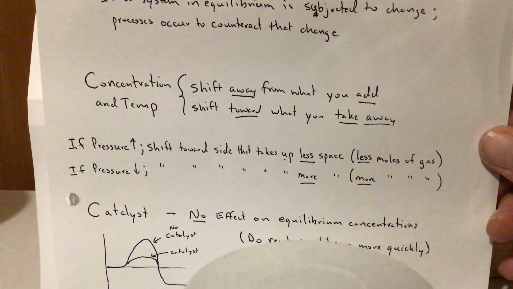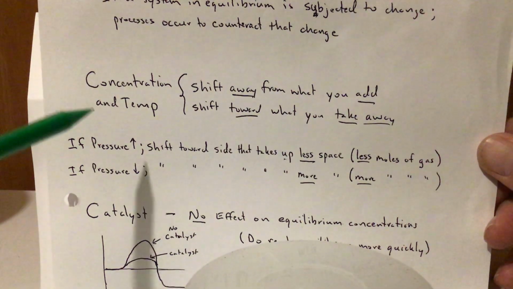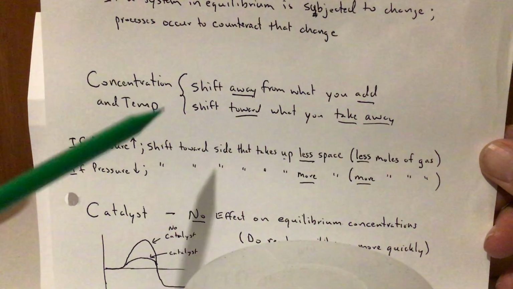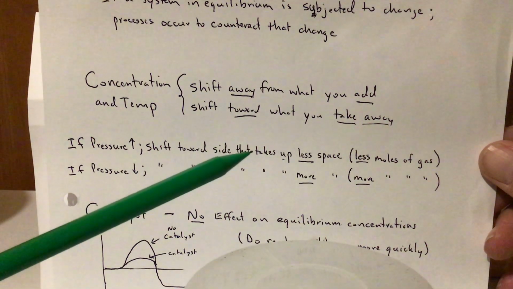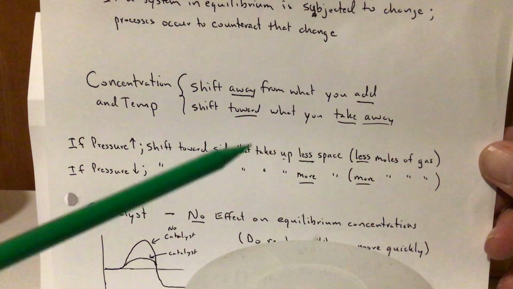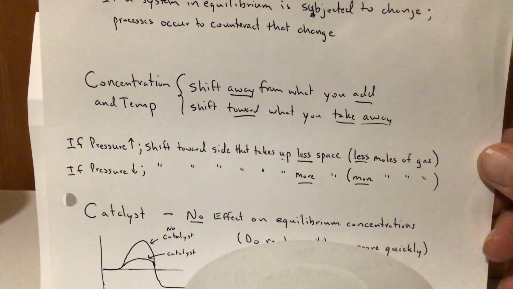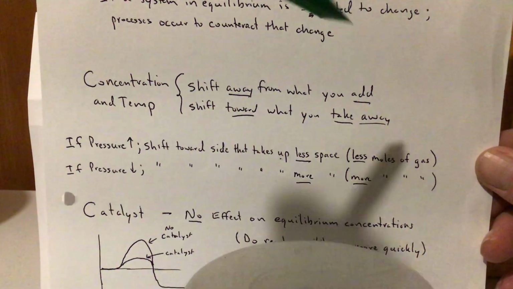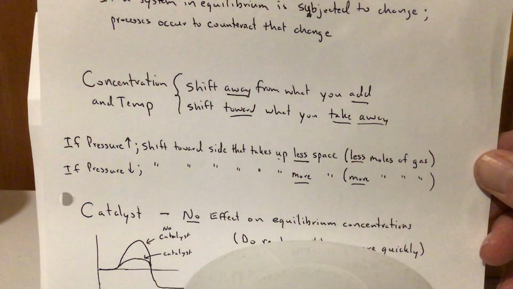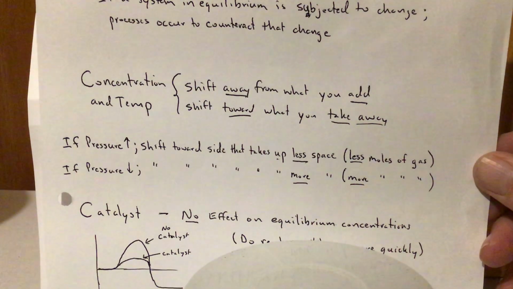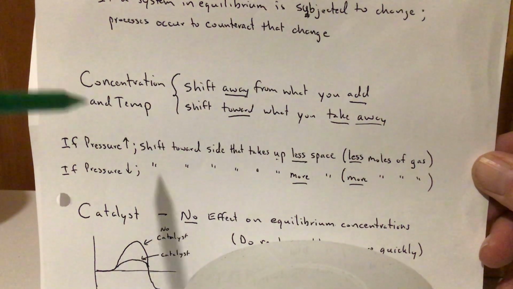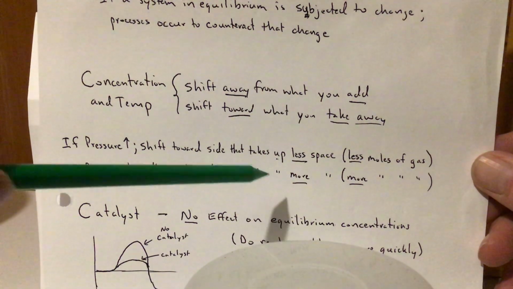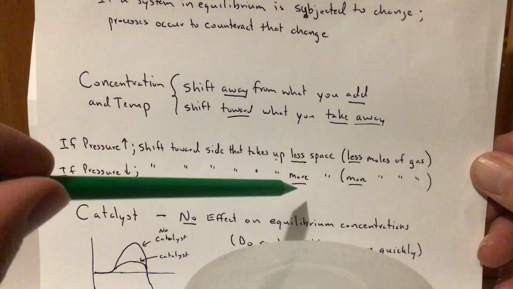But what about pressure changes? This says if pressure increases, it shifts toward the side that takes up less space. And how do you know what has less space? I look at gas because that's what usually takes up the most space. And the one with the least moles of gas is going to take up the least space. If the pressure decreases, it's going to shift toward the side that takes up more space.